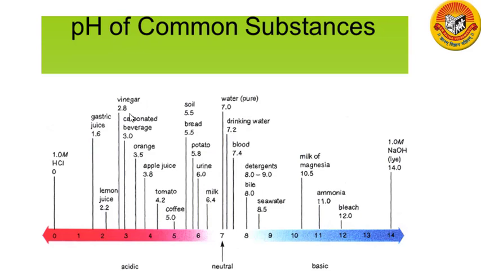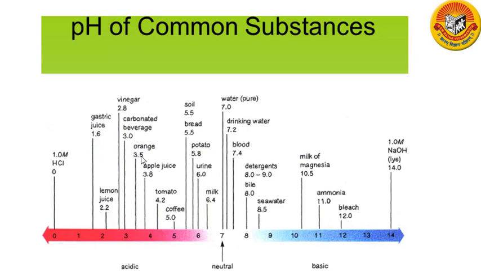Now these values are approximate. In different books you will find different values, a little bit here and there. Carbonated beverages like Thums Up, Pepsi, Coca-Cola have a pH of 3. That means those beverages are too acidic, so we should avoid drinking them, because along with acids they also contain other pesticides.